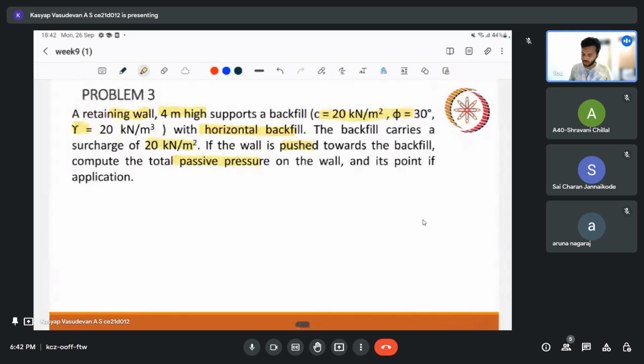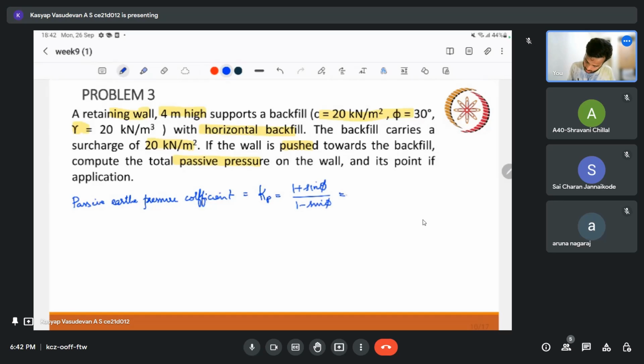Let us see. Right away we can find the passive earth pressure coefficient, Kp. Kp I can write as (1 plus sine phi) by (1 minus sine phi). This is (1 plus sine 30) by (1 minus sine 30). This is nothing but 3. Okay, so that we have.